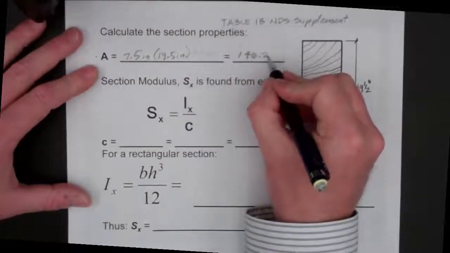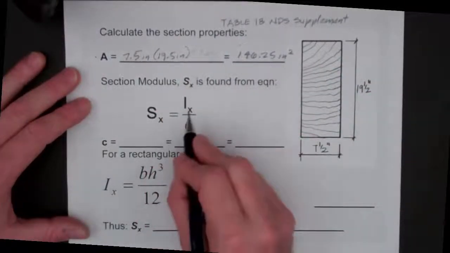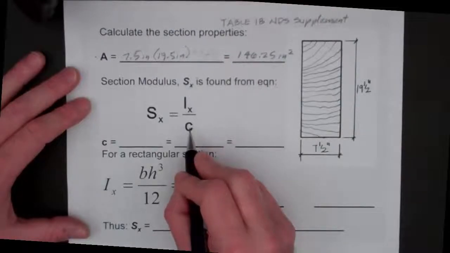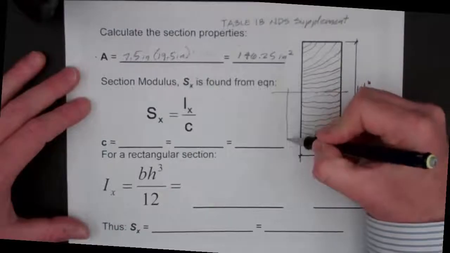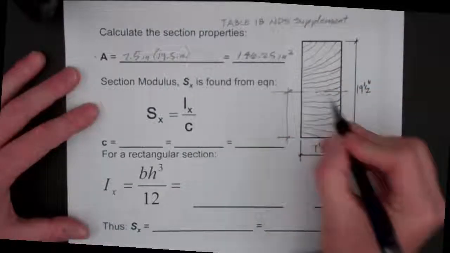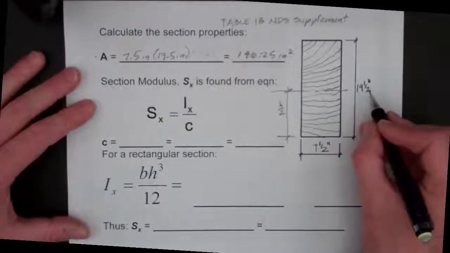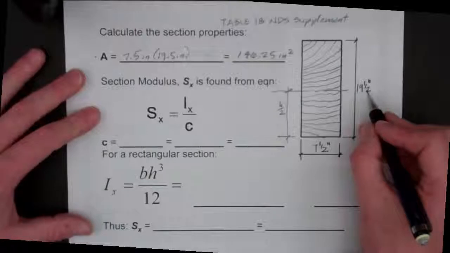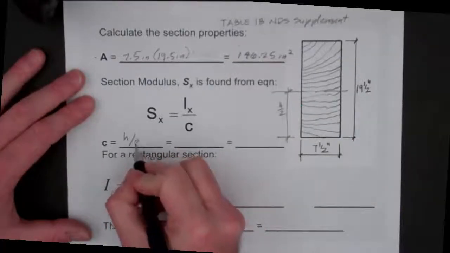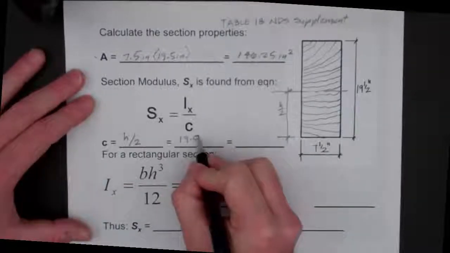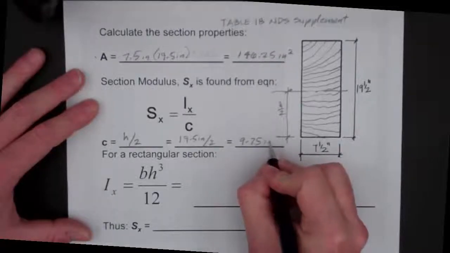Now we're going to look at the section modulus. This can be found by the moment of inertia, I, divided by C, which is the distance from the neutral axis, which is at the center. So C is going to be H over 2, which in our case is 19.5 divided by 2, giving us 9.75 inches.